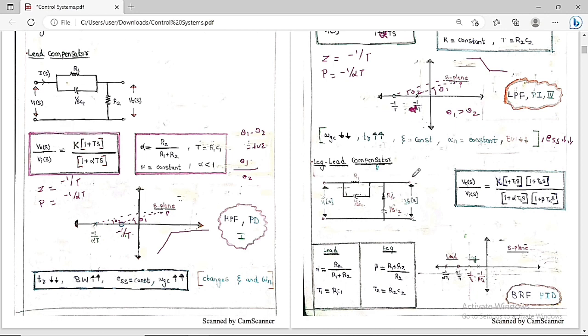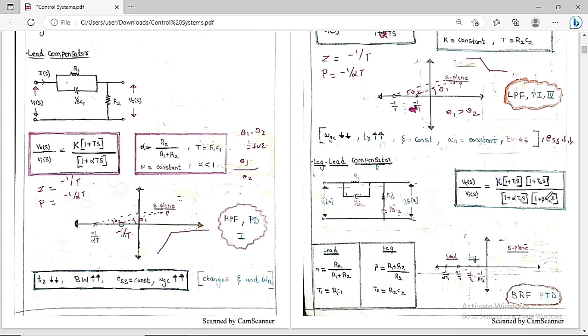Then we are going to get the lag lead compensator, which has R1, C1 in parallel and R2, C2 in series. So R1, 1 by SC1, R2, 1 by SC2. The input is V of S and the output is V delta of S. We have just mixed these two circuits. Then if you figure out the transfer function, output by input, we finally get K into (1 plus T1 S) into (1 plus T2 S) by (1 plus alpha T1 S) into (1 plus beta T2 S).